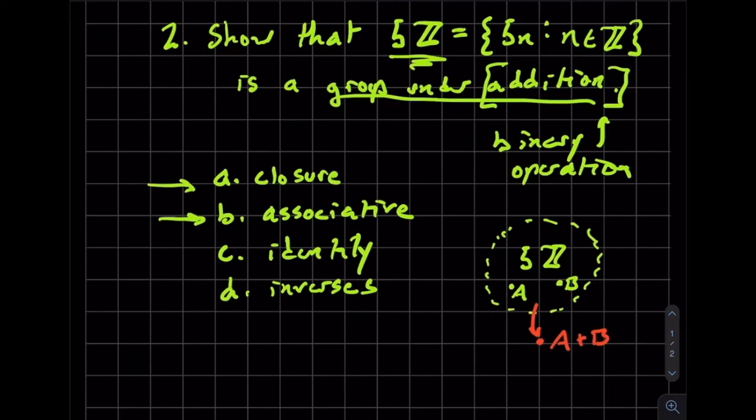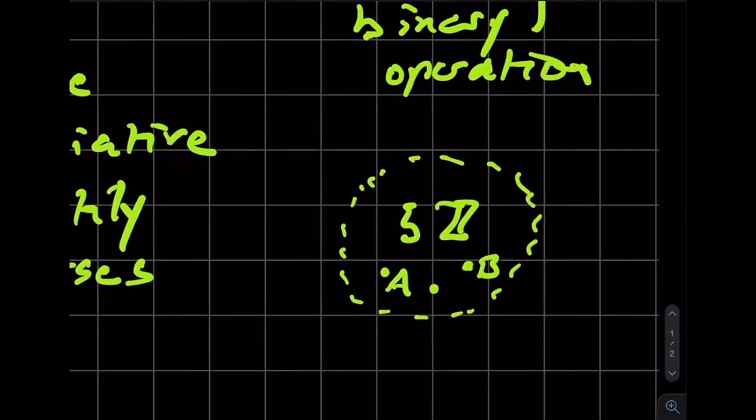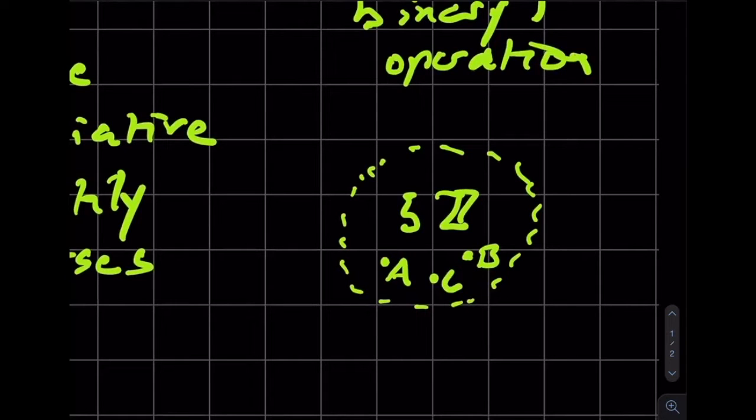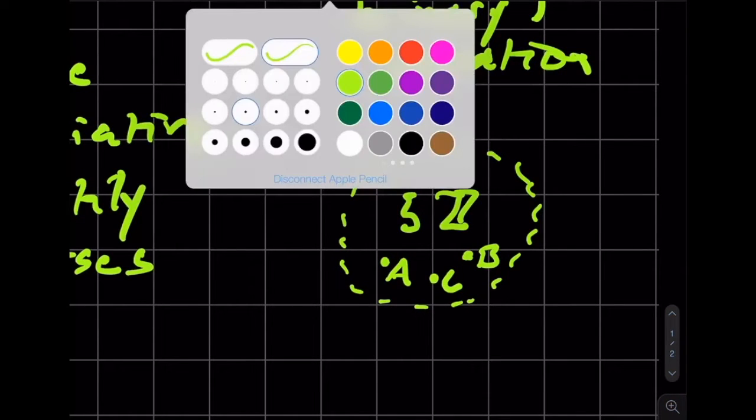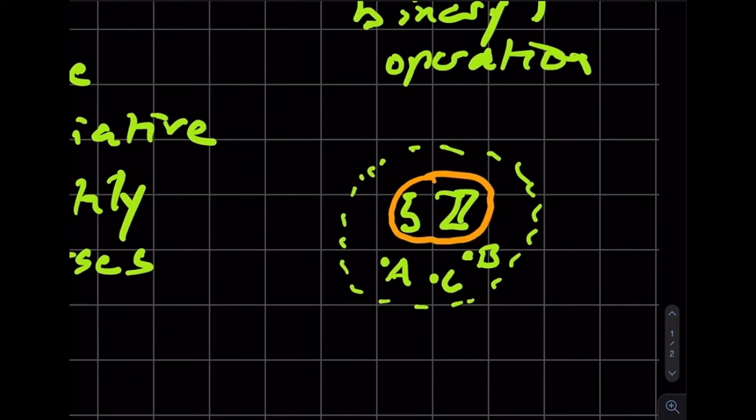Okay, so associative property. What are we talking about when we talk about associative property? Let's pretend that we have another element here. I'll zoom in momentarily. Let's say we have C in here. So we have A, B, and C within our bubble. Okay, this is our 5Z set bubble. Now, if we wanted to add A, B, and C, what associative property says is that it's not going to matter the order that we do this in. So we can do it in the order of adding A and B first, and then adding C, or we can add B and C first, and then add A. Okay?